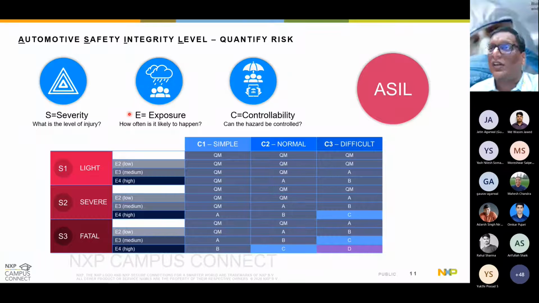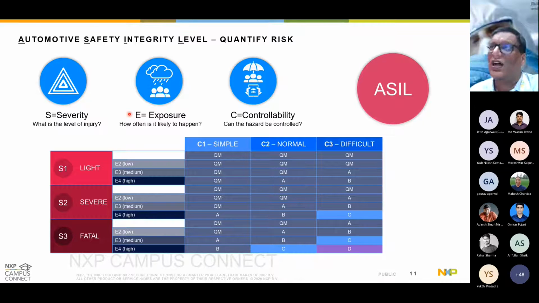While if you are, say, driving it in a rainy season, maybe it is less likely to happen. So it depends on how you define your exposure, as to what are the different environment conditions, what are the different conditions in which you are driving. So that defines your exposure, how likely it is to happen.